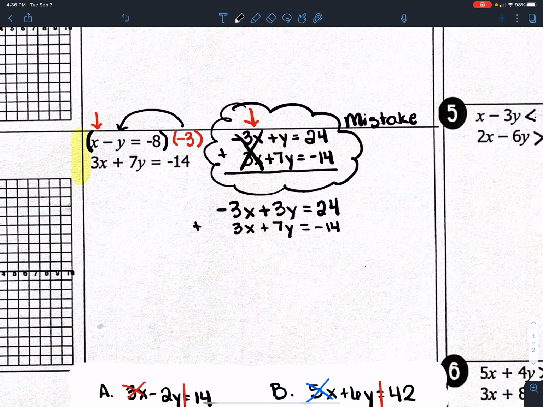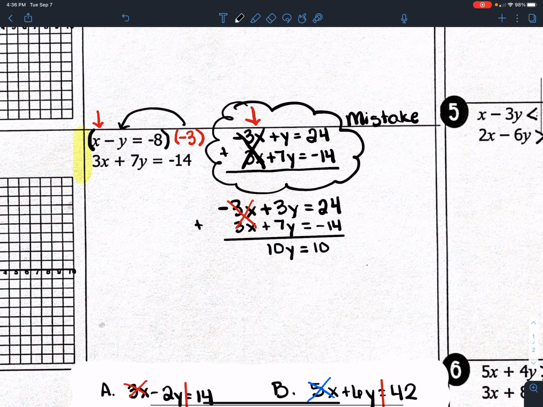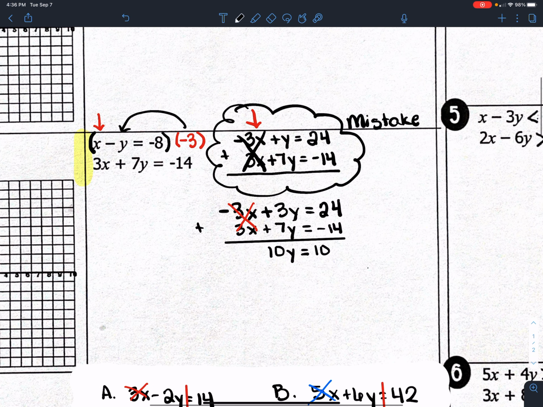Okay, now we can add them together and this should work out nicely. Negative 3x plus 3x gets eliminated. 3y plus 7y gives me 10y, and 24 minus 14 gives me 10. Divide both sides by 10, and we get y equals 1. So there is our y value.